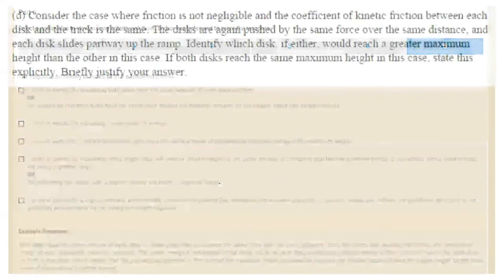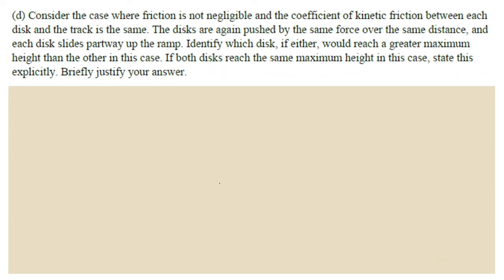All right, moving on to part D here. Part D says, consider the case where friction is not negligible and the coefficient of kinetic friction between each disk and the track is the same. The disks are again pushed by the same force over the same distance, and each disk slides partway up the ramp. Identify which disk, if either, would reach a greater maximum height than the other in this case. If both disks reach the same maximum height in this case, state this explicitly.